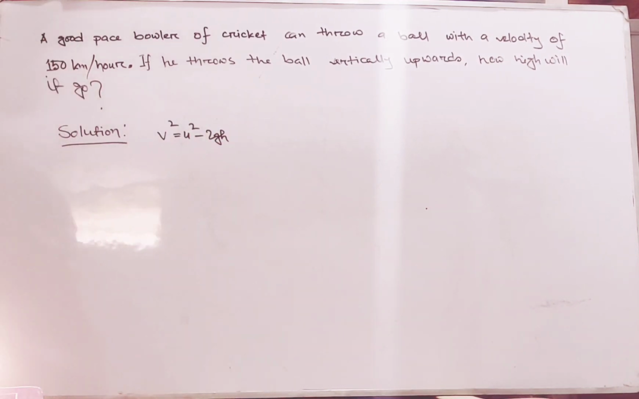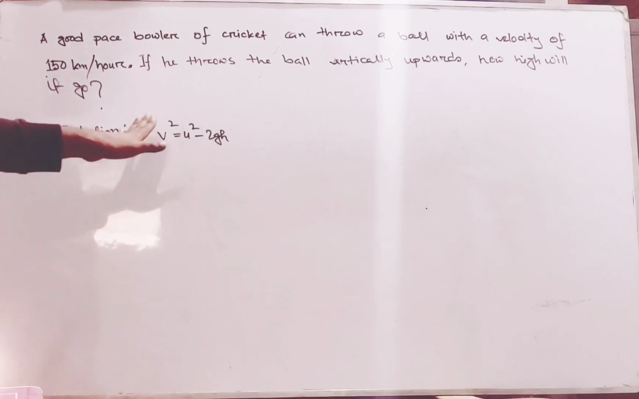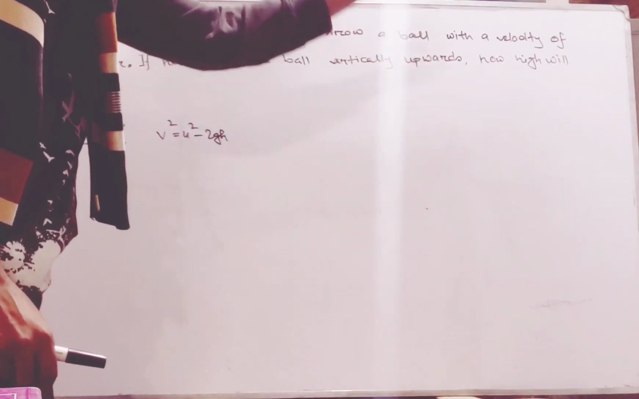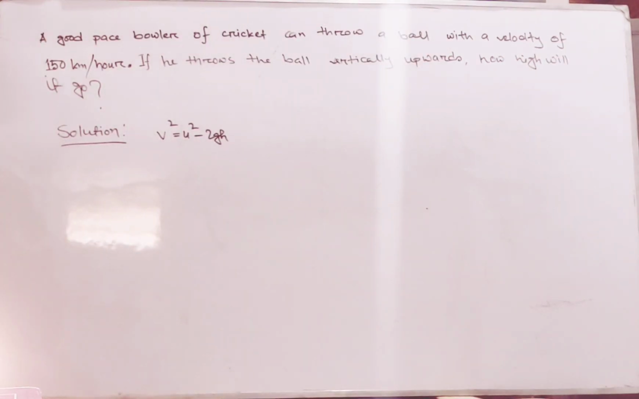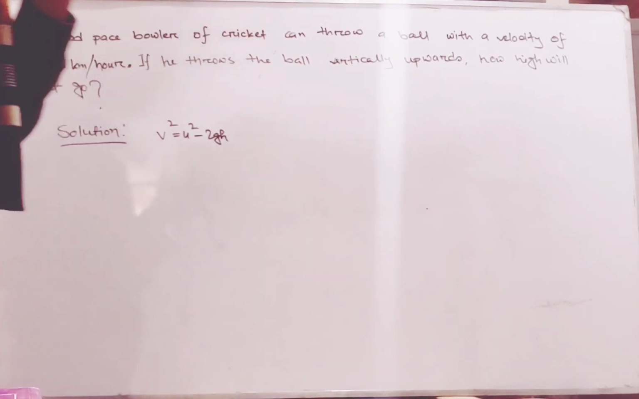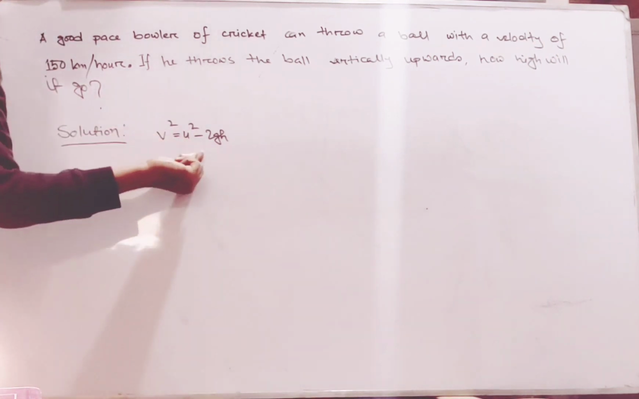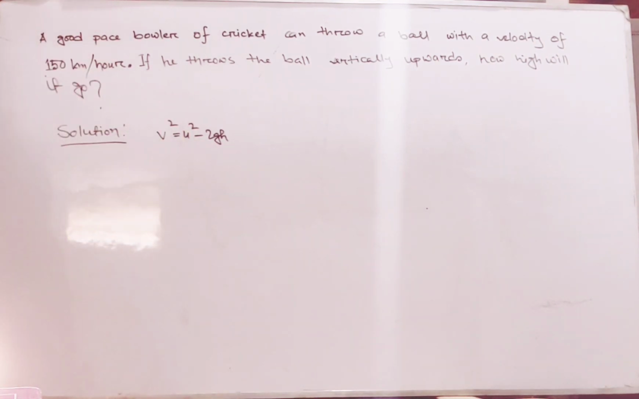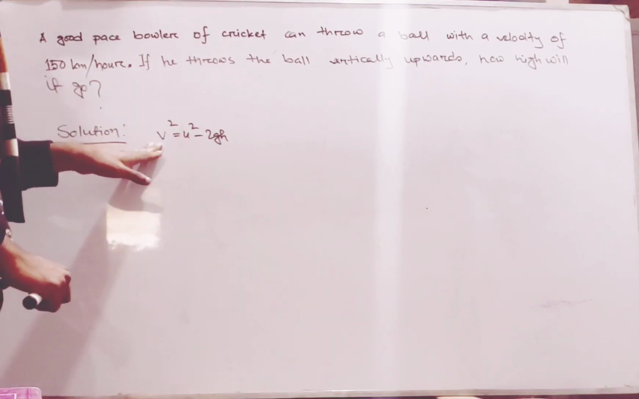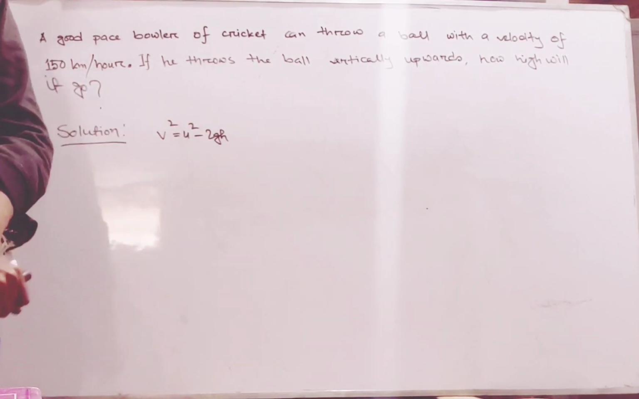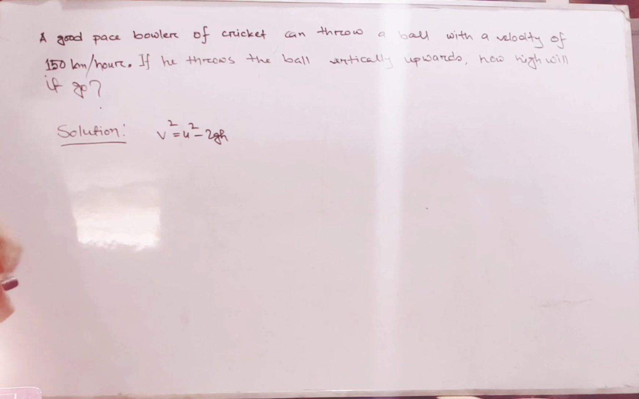You can ask me why the minus sign is used. I'm just discussing this topic. You are throwing the ball vertically upwards, and if you throw an object vertically upwards, you will have to place a minus in lieu of plus. That is why v squared equals u squared minus 2gs. I think you have got it.